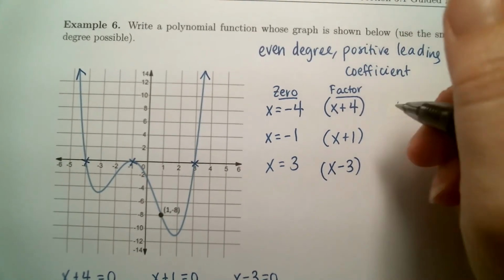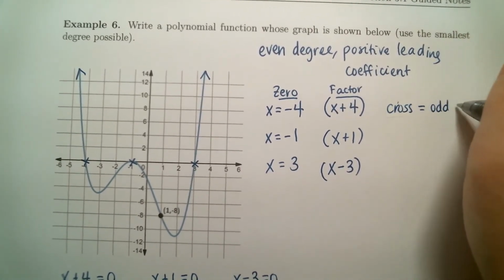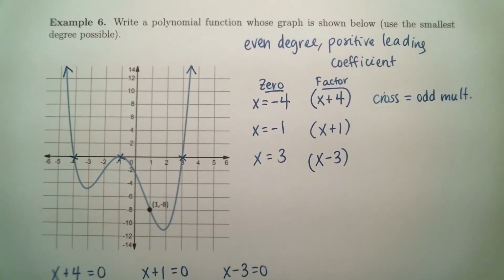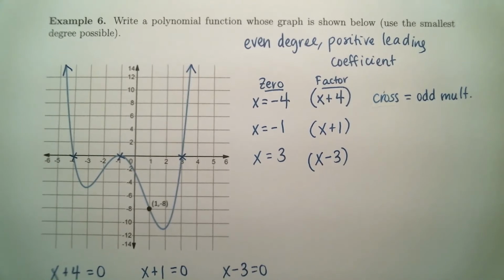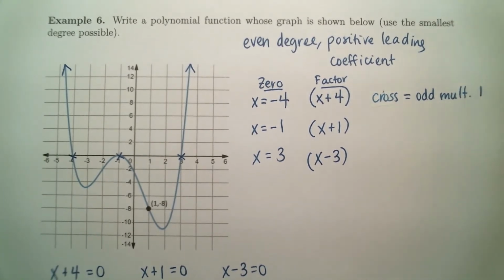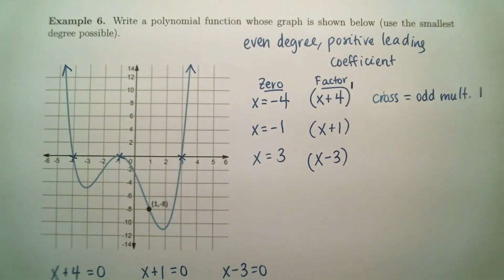We're crossing here, so it's going to be odd multiplicity, okay? So remember what the directions said. When you build this function, you want to use the smallest degree possible, okay? So we're going to use the smallest multiplicity that we can that is odd. So we're going to say that this has multiplicity of 1, okay? So what that means is your factor will be raised to the power of 1, okay?